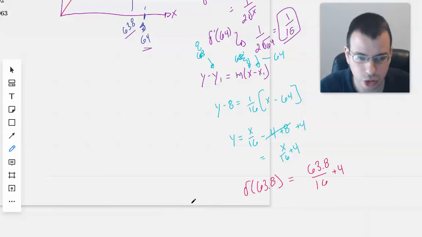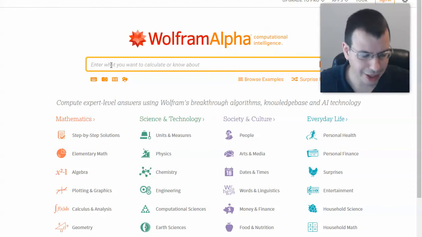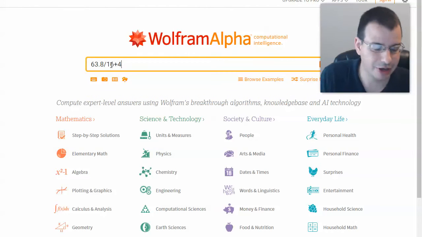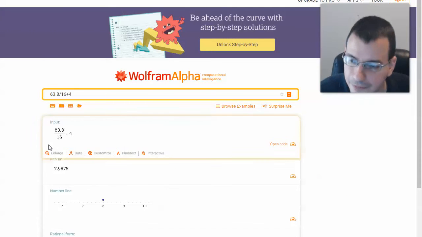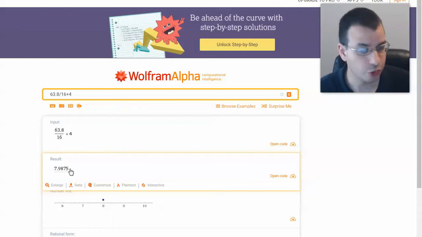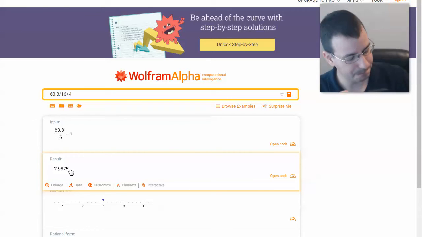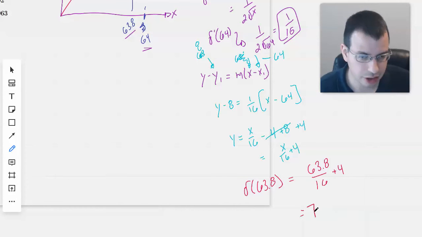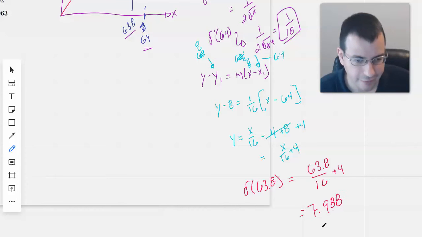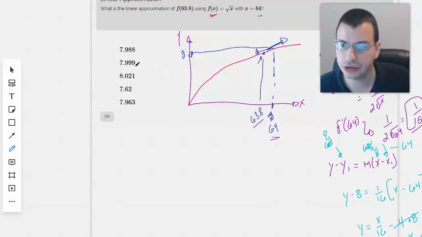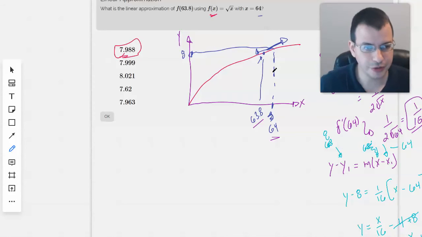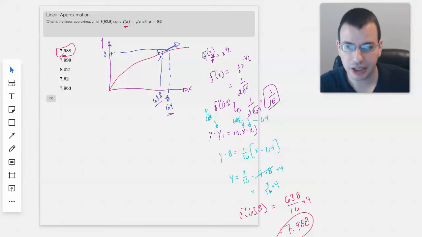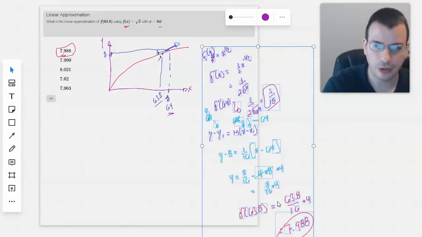Going over to Wolfram, I know you can't use Wolfram on the AP exam, but it's a small calculation you can figure out on the calculator. We get 7.98, and rounding to 3 decimal places, 7.988. So that's how you do it with the tangent line. It's a good method, but a little more formal than we probably have to be here.